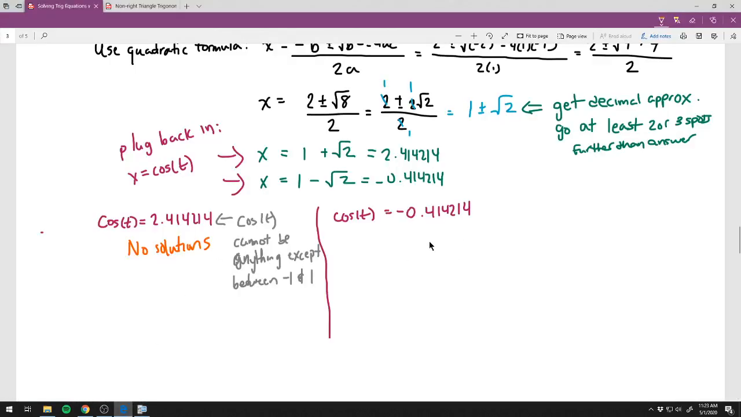Right, but for this one over here, cosine of t equals negative 0.414214. This is between negative 1 and 1, and if you're just not sure, just use your calculator for the first step anyway. One thing you want to point out, this is going to have solutions because it's between negative 1 and 1. And cosine is negative in quadrants 2 and 3. Okay, so we're going to go ahead and draw the picture out.